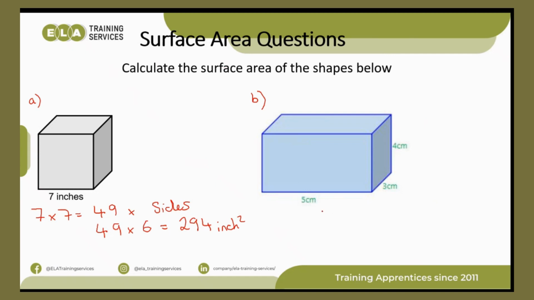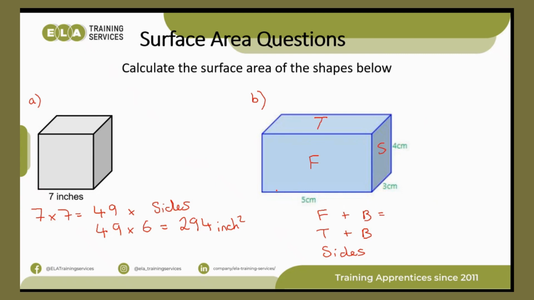Okay, brilliant. Now we're going to deal with our cuboid, and we're going to write out our front and back, top and bottom, and our sides. Okay, so our front and back measurements. So our front, I always go front, top, sides like that, so it helps me remember.